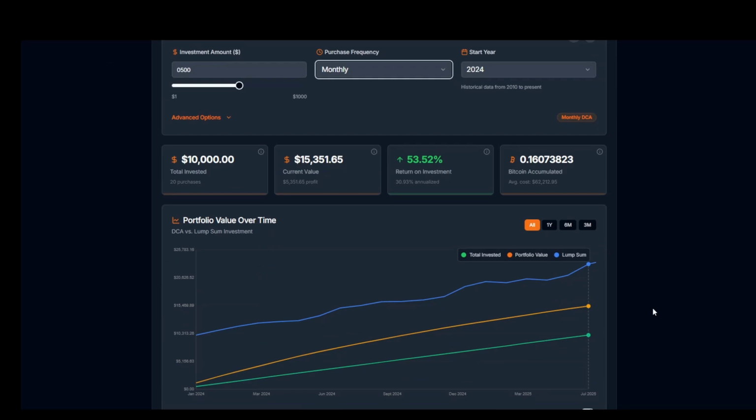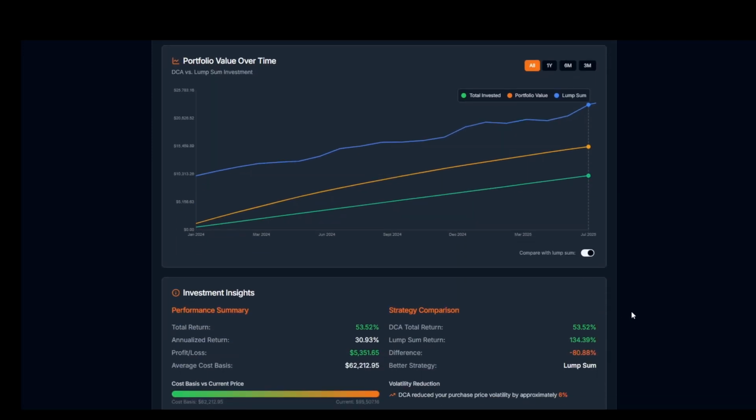So this chart allows you to directly see the comparison to a lump sum investment, and you can immediately see that the lump sum investment is significantly higher than if you were DCAing over that same period of time. The great thing about this calculator is it gives you a performance summary. So it shows that your total return was 53.52%, your CAGR was 30.93%, your profit was 5,351, and your average cost basis. So remember, over time, using a DCA strategy, you're going to average out a price as you're buying Bitcoin at different prices along the timeline.